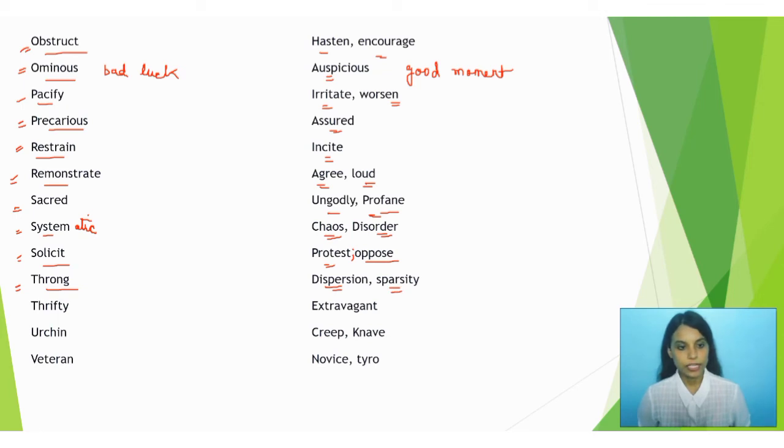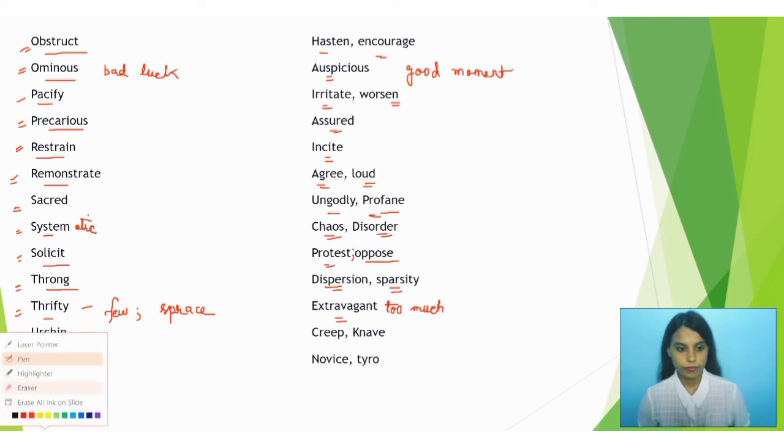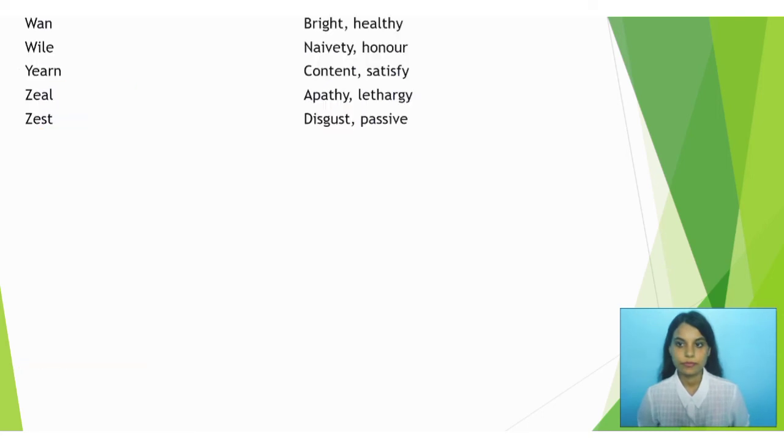Okay. The next word is thrifty, the opposite of which is extravagant. Okay. Extravagant means too much, elaborate. Okay. And thrifty means few, sparse. Okay. Next is urchin, the opposite of which is creep or knave. Next is veteran, the opposite of which is novice or tyro.